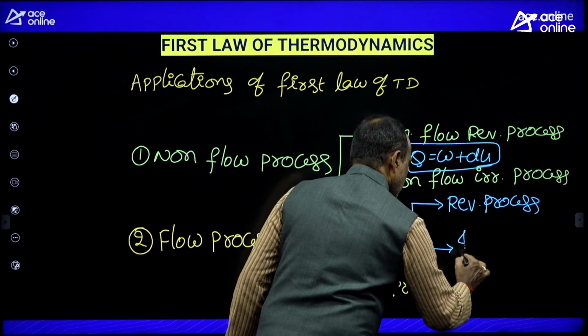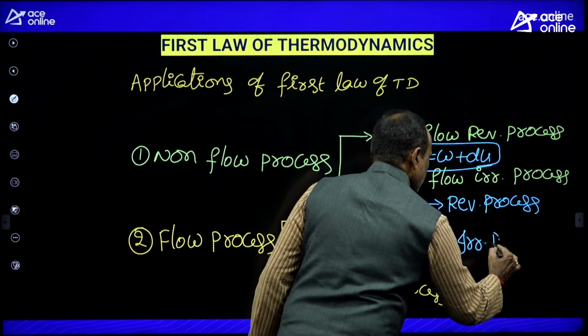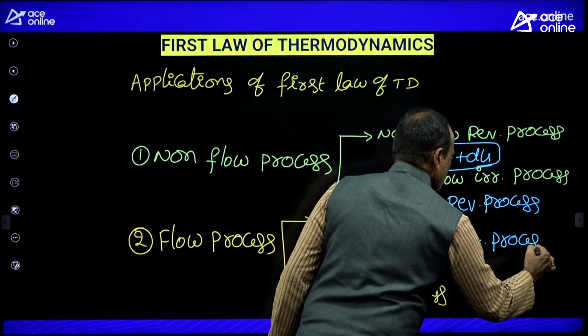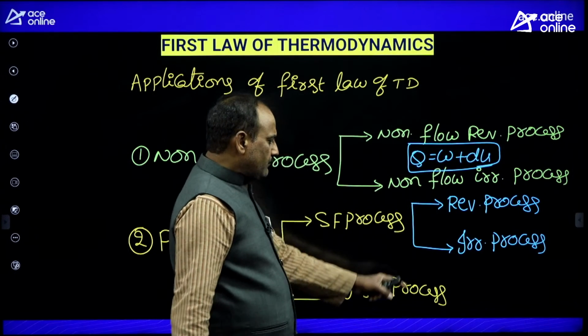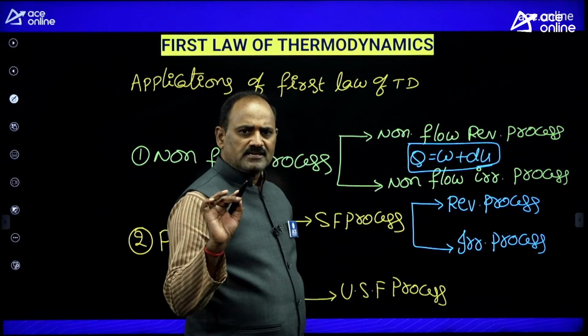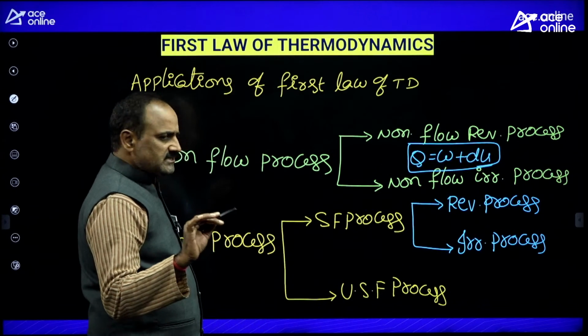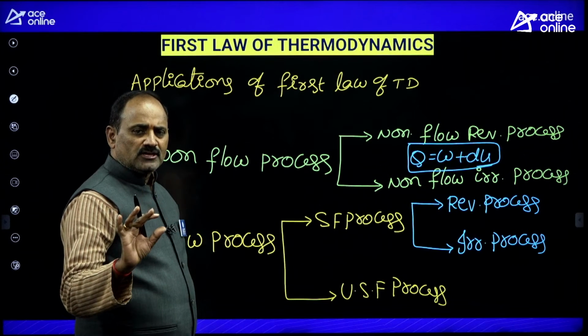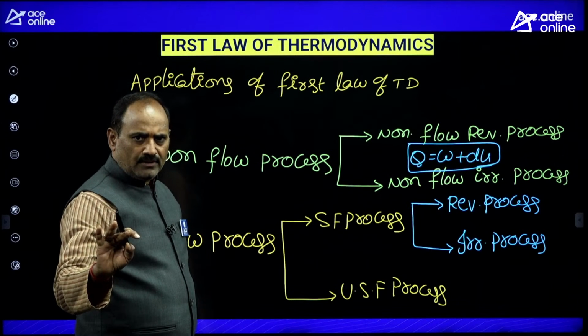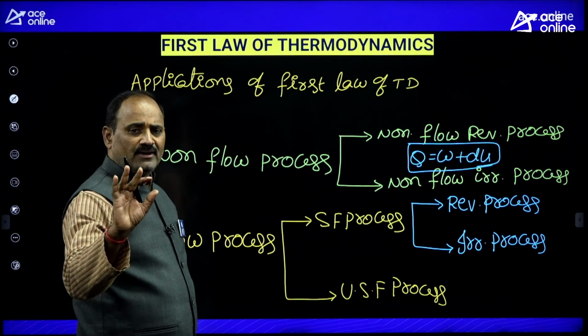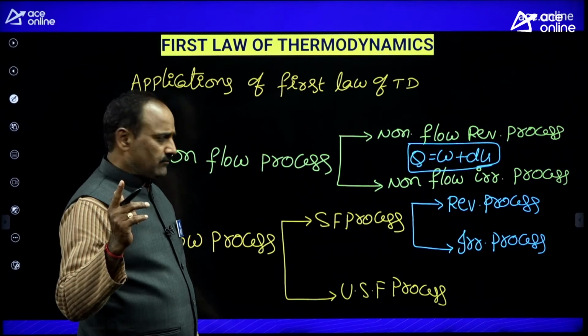And the steady flow irreversible process. The example of a steady flow irreversible process is the throttling process. Okay. Dear friends, remember, the area below the PV diagram is the non-flow work. The area behind the PV diagram is equal to the steady flow work, like this.